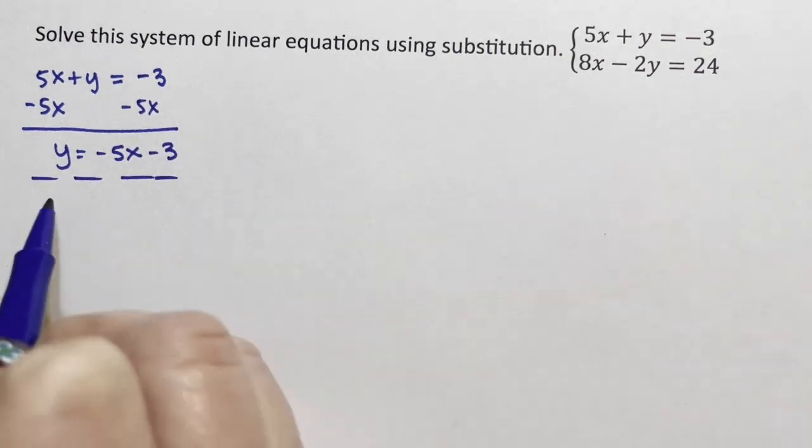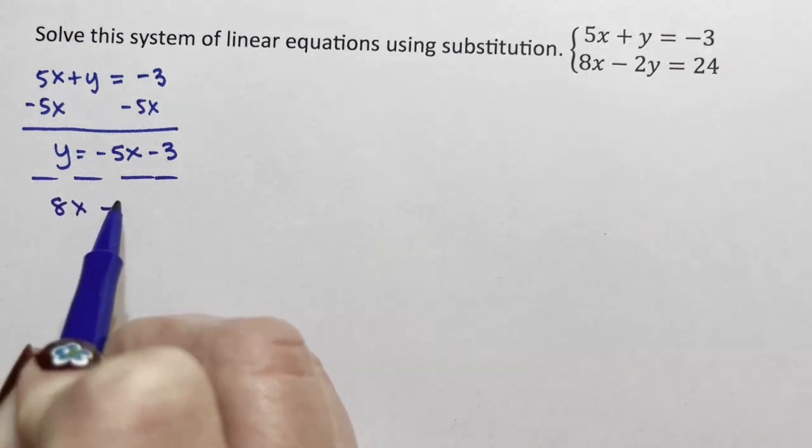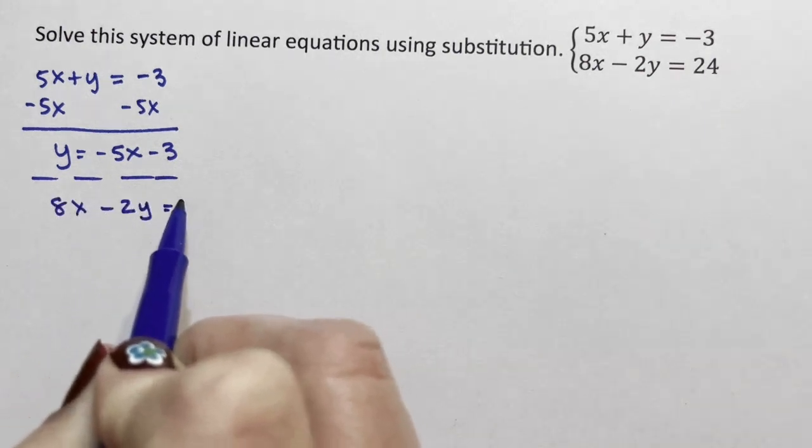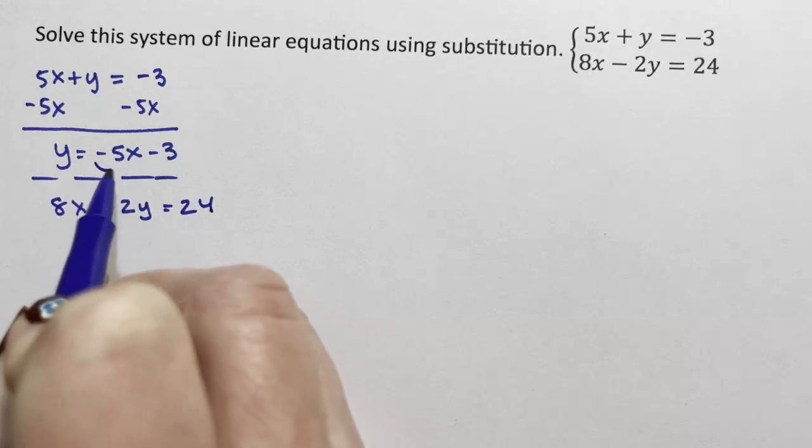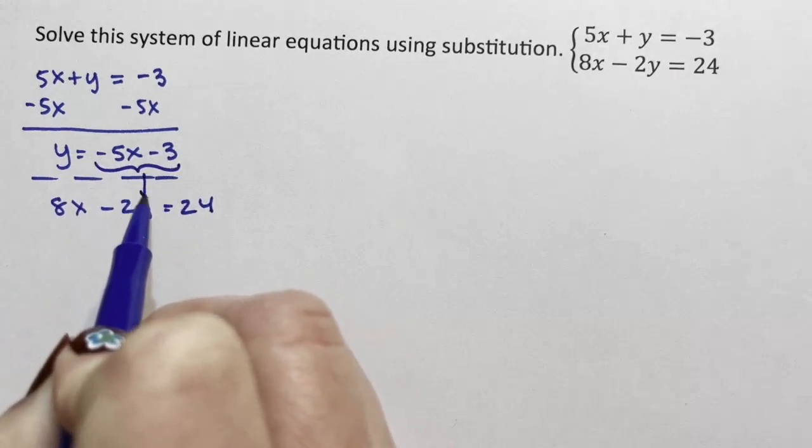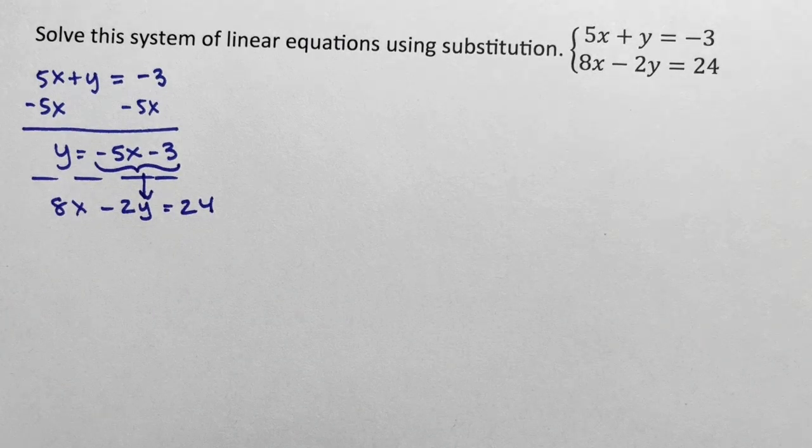Now I'm going to take my second equation, this 8x minus 2y equaling 24, and I want to take this negative 5x minus 3 and substitute it into y of the second equation. So that's what substituting is: taking one equation and substituting it into the second. Make sure you are using both equations. I sometimes see students substituting one equation into itself, and then you end up in an infinite solution scenario.